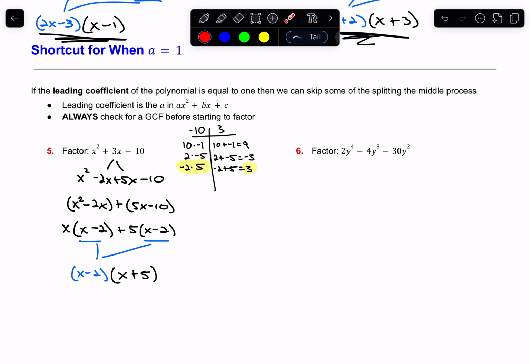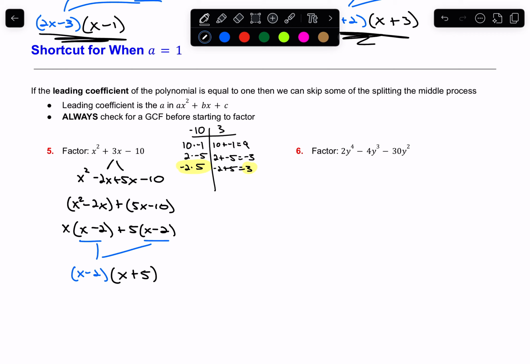All right, so we're going to use that shortcut in the second one, or number 6 here. But number 6 has a GCF, so we need to pull out the GCF first. You always want to check for a GCF before you start to factor, because if you look at number 6 right now, it looks real tough. Like, it looks like we don't know what to do with that. But if I pull the GCF out, it's actually going to look quite easy.